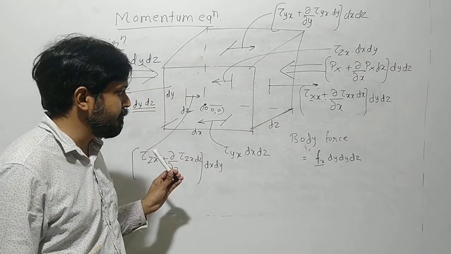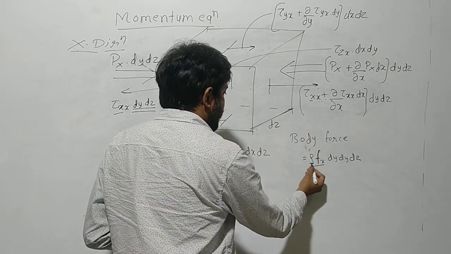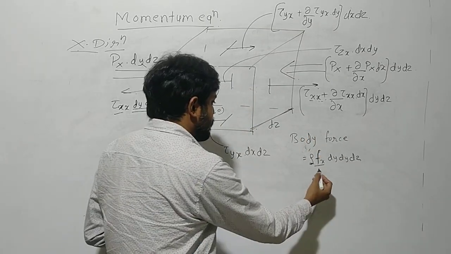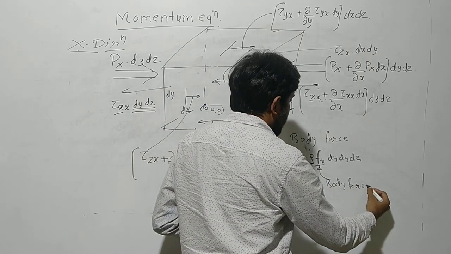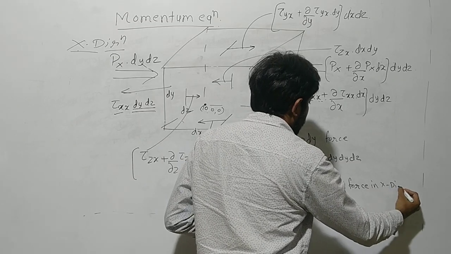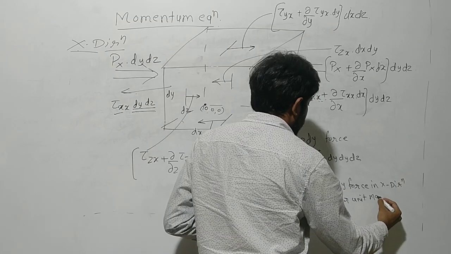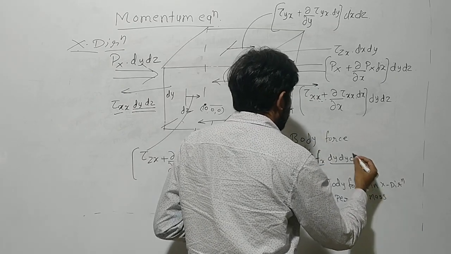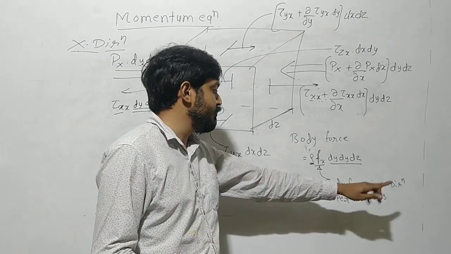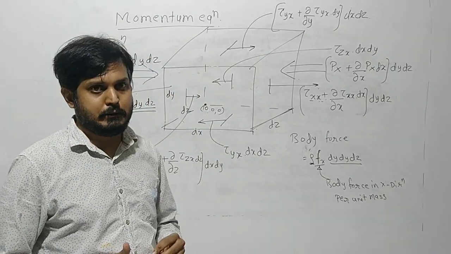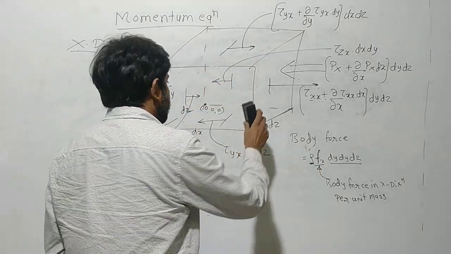So I write this complete equation. I multiply by density, since this body force in the x direction is per unit mass. That is why I multiply rho into dx dy dz. Rho into dx dy dz is the mass. So it will be the body force in the x direction per unit mass. Now I write this complete part in one sentence.